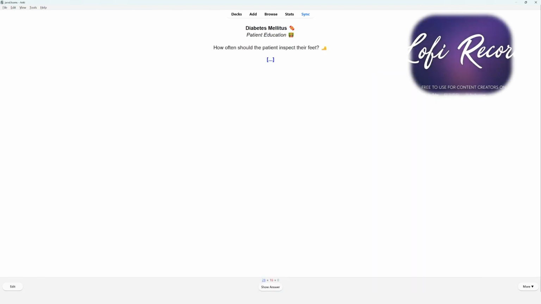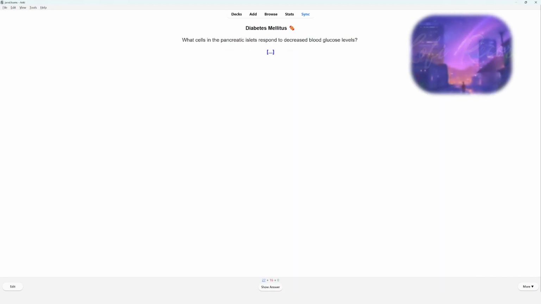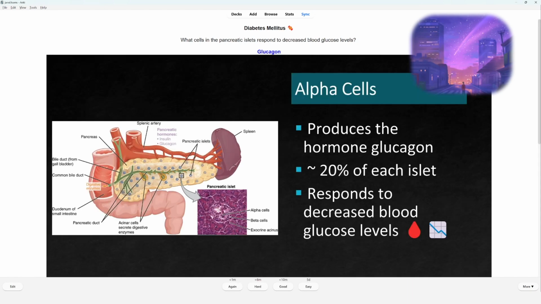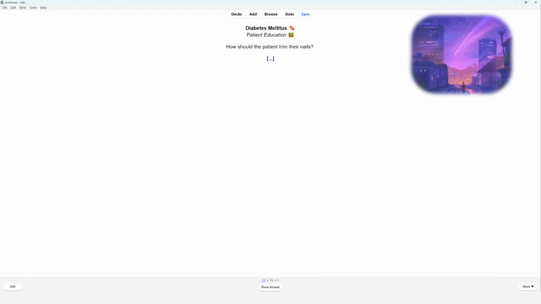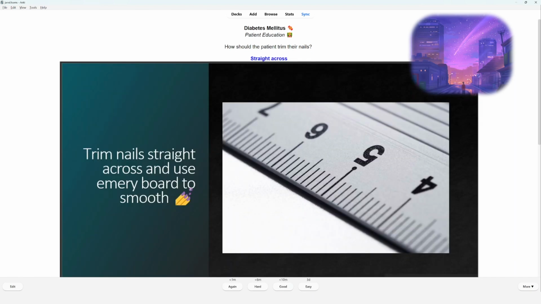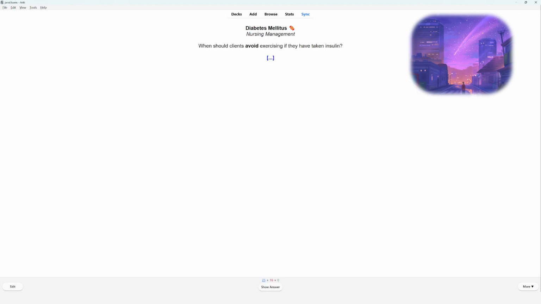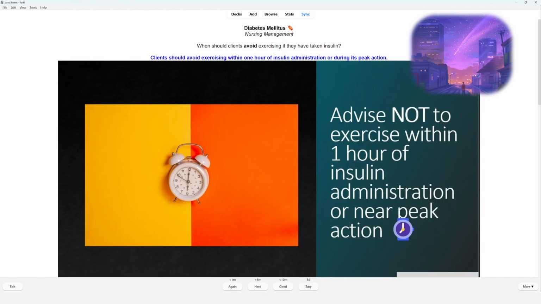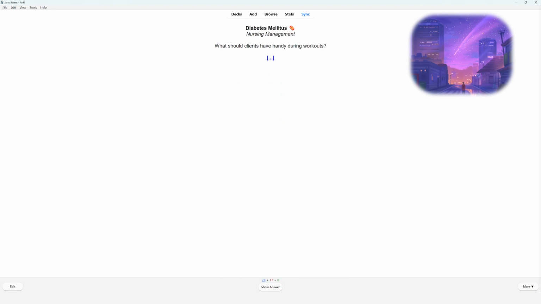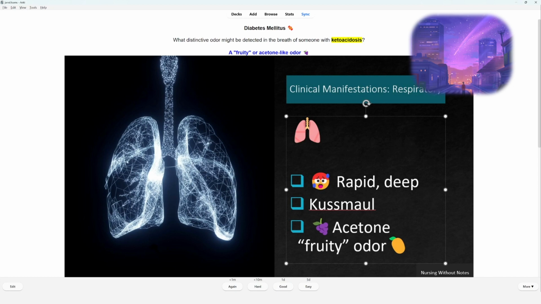How often should the patient dry between their toes? What cells in the pancreatic islet decrease? That's alpha cells releasing glucagon. How should the patient trim their nails? Straight across with an emery board if possible. When should clients avoid exercising during the peak onset time and within that 1 hour? What should clients have handy during workouts? Always have a little carb snack. What distinct odor? That's the ketone, that acetone fruity smell.